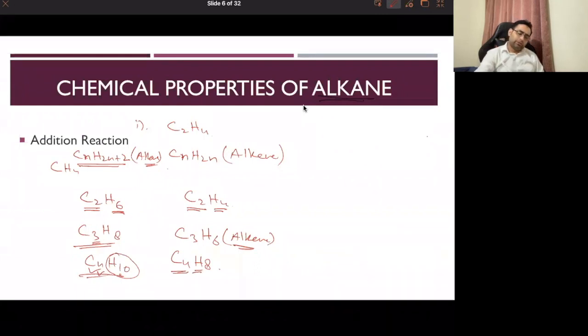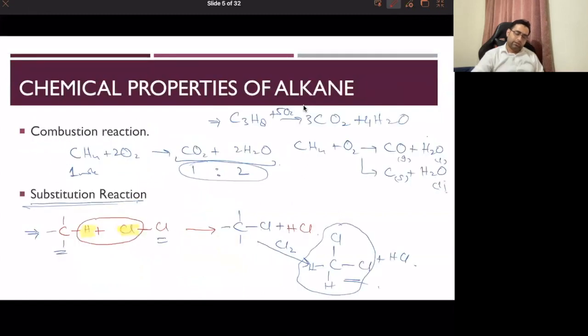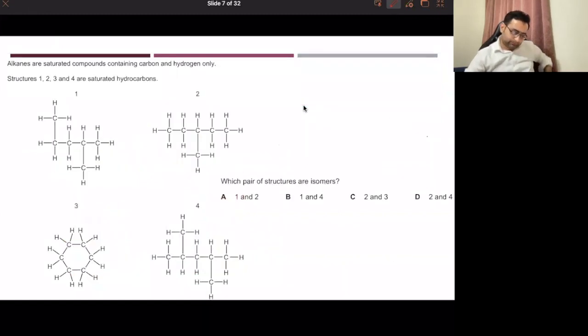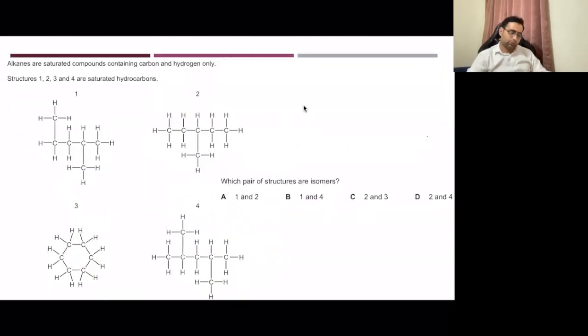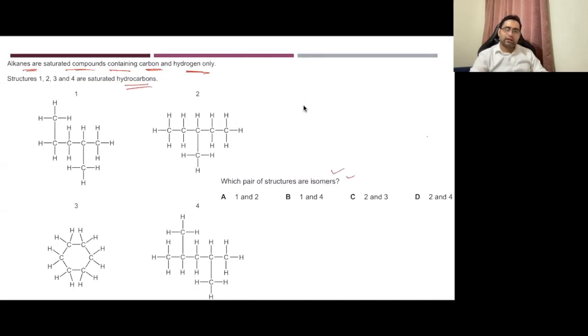Now, chemical properties of alkane, and here you have addition reaction of alkene. I'll discuss that later on. I'll discuss these questions. Alkanes are saturated compounds containing carbon and hydrogen only. Structures 1, 2, 3, and 4 are saturated hydrocarbons. Which pair of structures are isomers? Now, question.